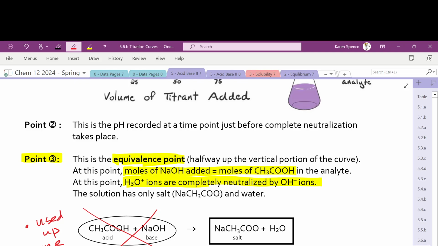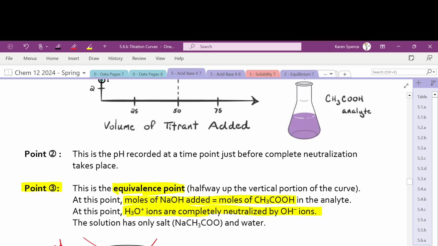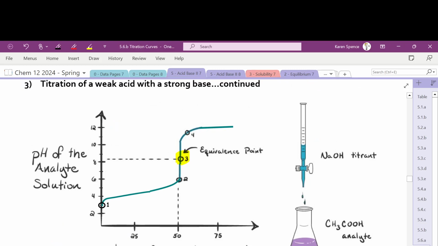What is the pH at the equivalence point of this titration? Let's go read it off the graph. What is the pH at the equivalence point? What would you say?